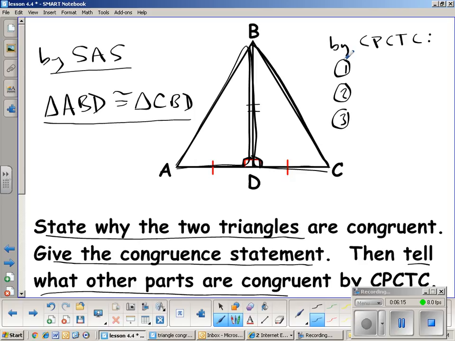We used BD and BD. We used angle BDC and angle BDA, these two angles. And we used these two sides. So there's three other facts. Jackson, can you name one of them? Segment AB is congruent to segment CB. That's correct. Segment AB is congruent to segment CB.